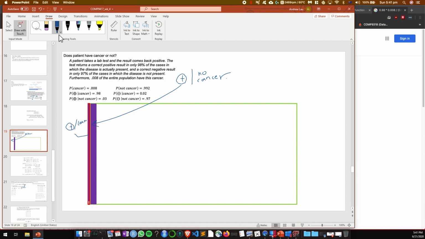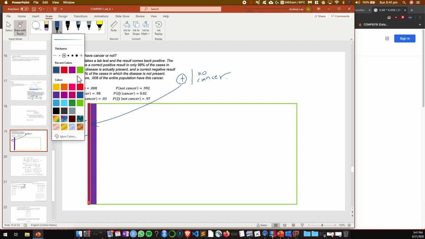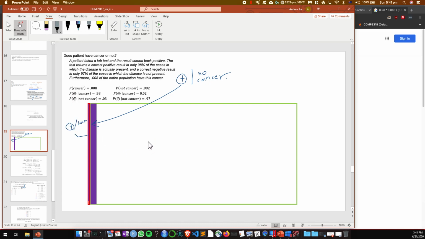Now, I hope you can imagine, if you look at the ratio of those two, what I care about is the probability of cancer given positive. It is going to be equal to this fat rectangle here divided by this small rectangle here. Sorry, other way around, isn't it? I should redraw those arrows.